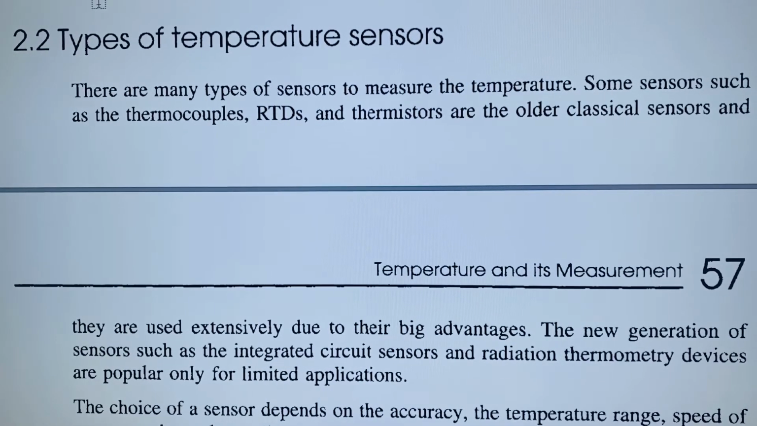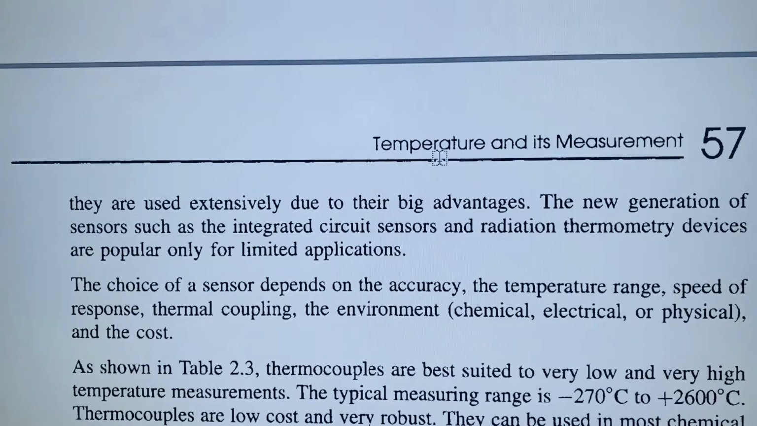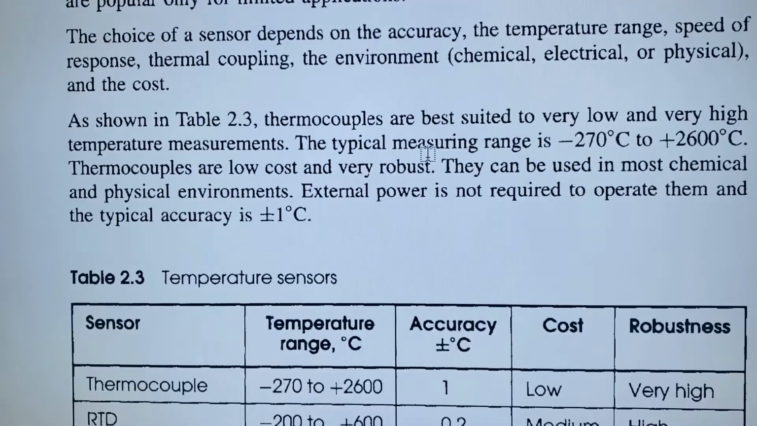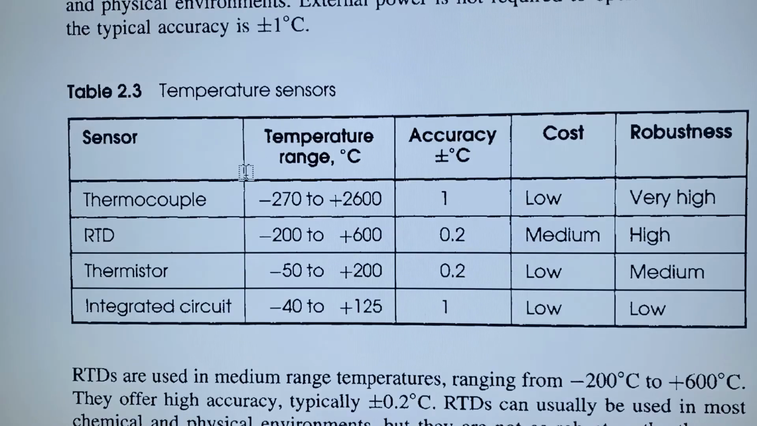This is section 2.2, types of temperature sensors. There are many types of sensors to measure the temperature, and we need to know which one to use depending on the scale we're going to be working. So for example, in this table, which is a very important table, we can determine the type of sensor here.